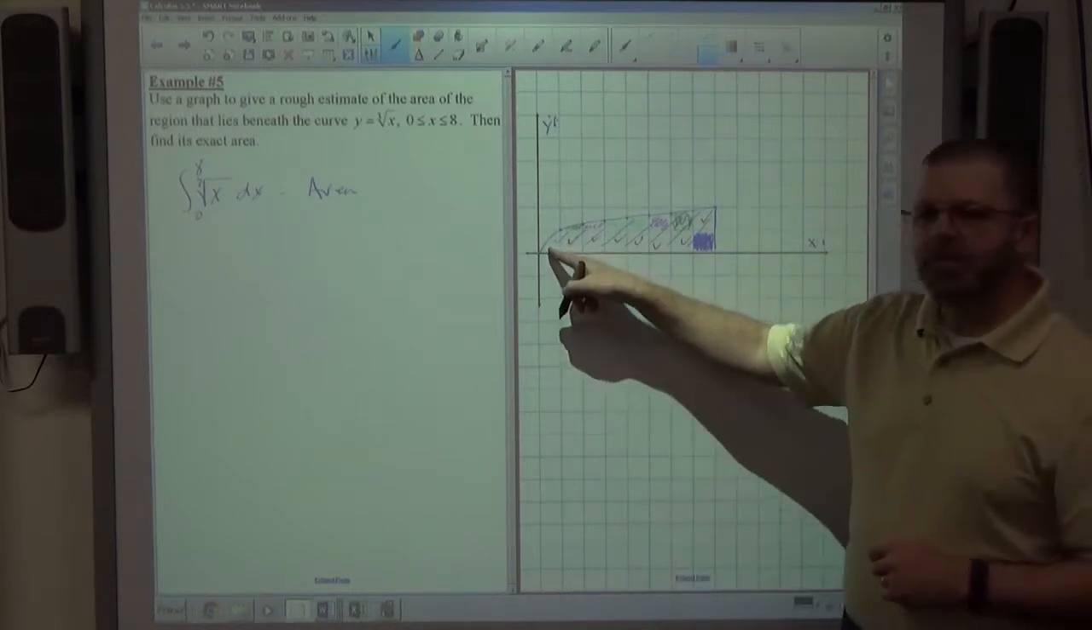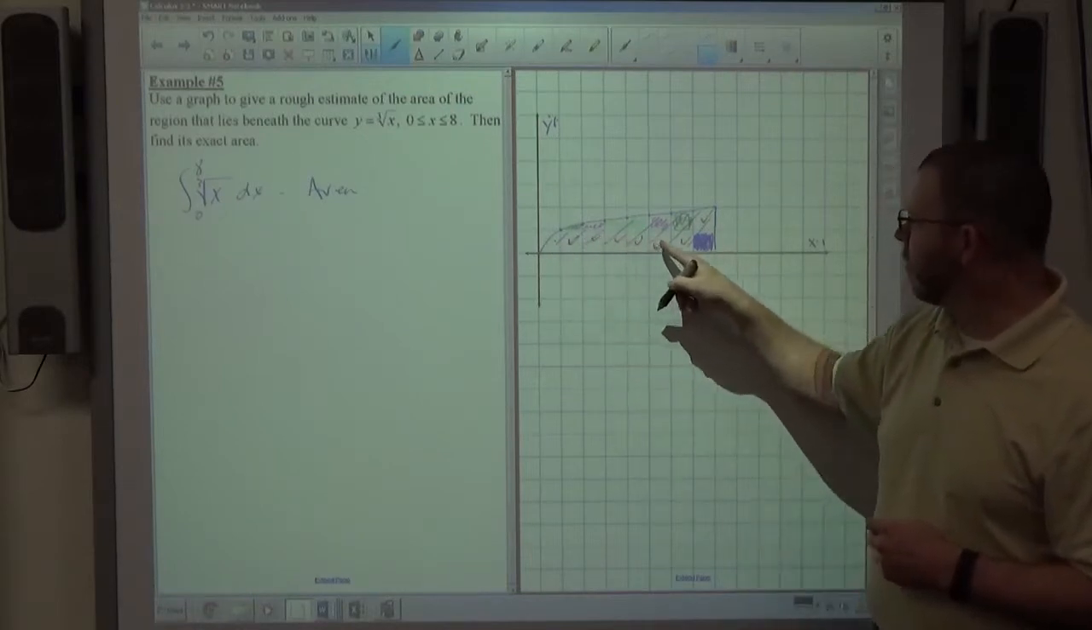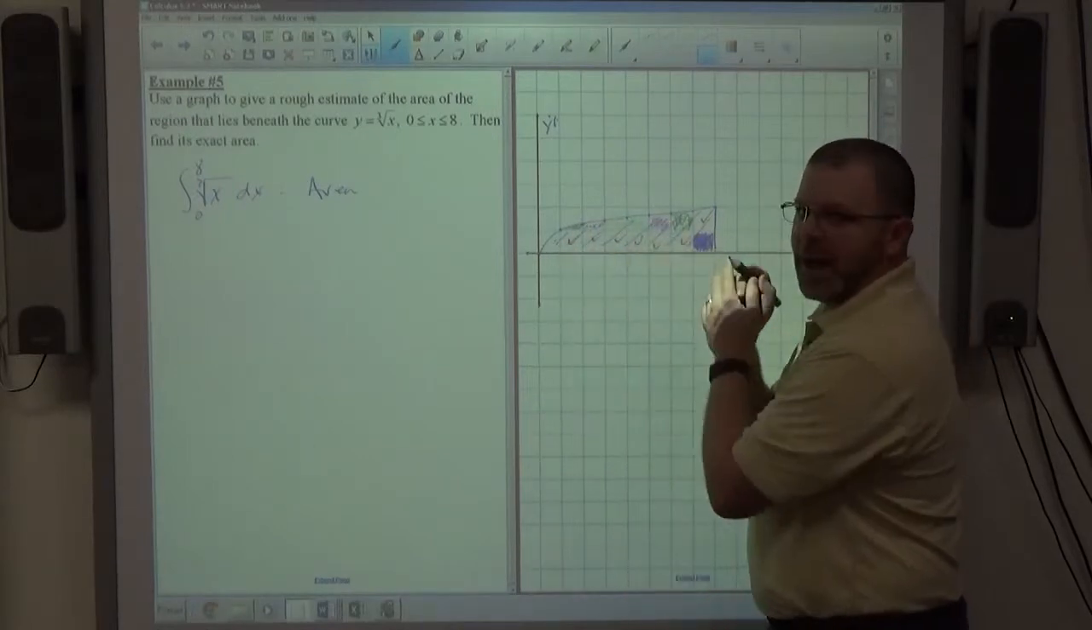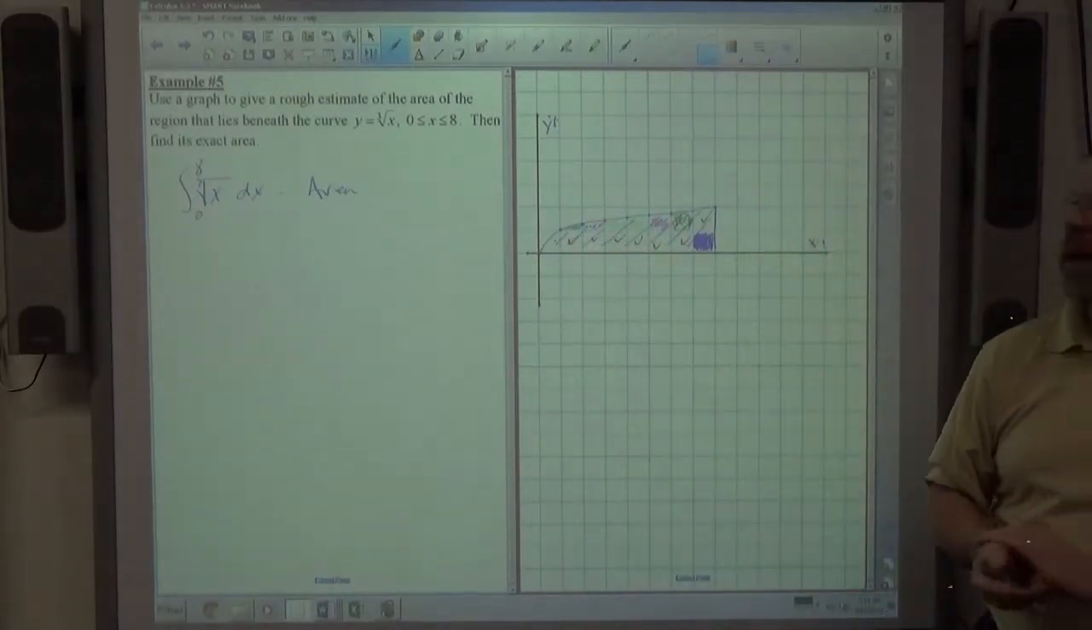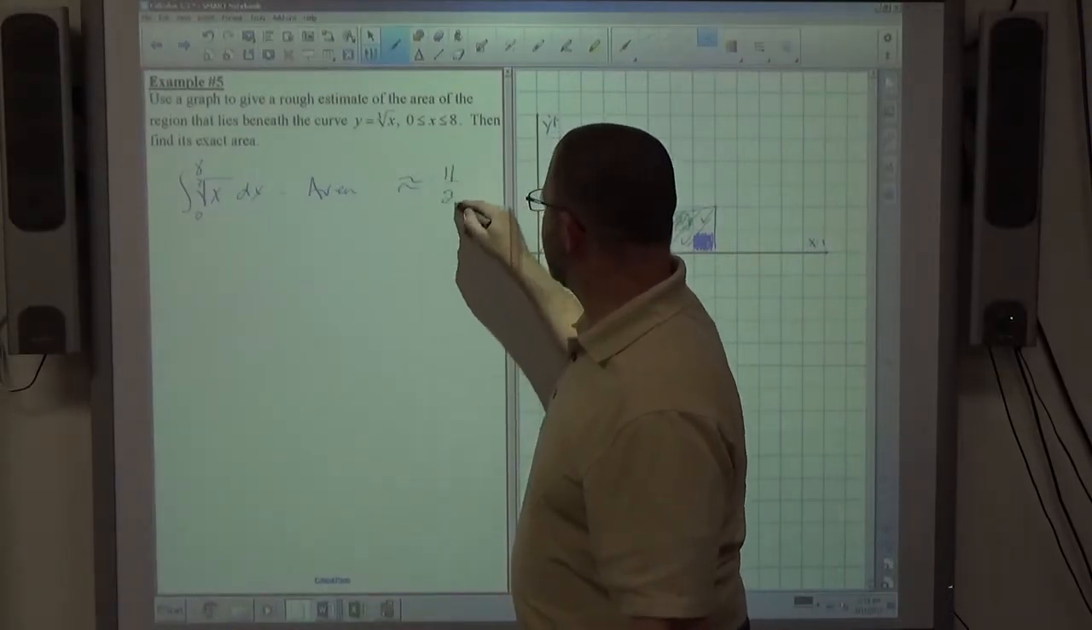And then this is about a half a box here, right? So if we count them all up, 1, 2, 3, 4, 5, 6, 7, 8 full boxes, 9, 10, 11, and about a half. That'd be my guess, 11 halves. So approximately 11 halves units squared.